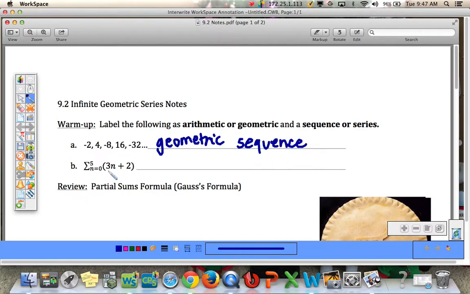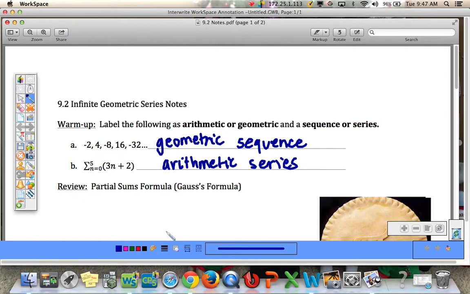The second one is arithmetic. You can tell because it has a y-intercept of 2 and a slope of 3. You're adding 2 every time. And it is a series because we're adding up from the 0 term to the 5th term. So this is an arithmetic series. Series is a sum of terms.